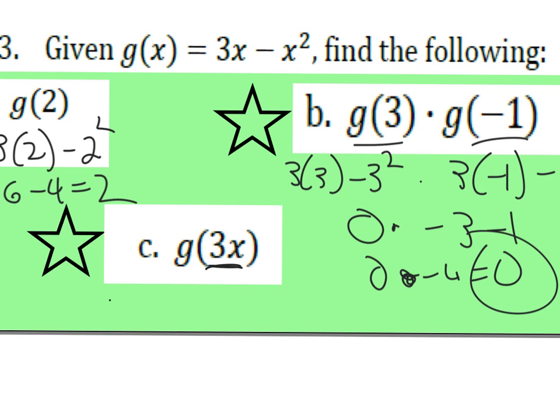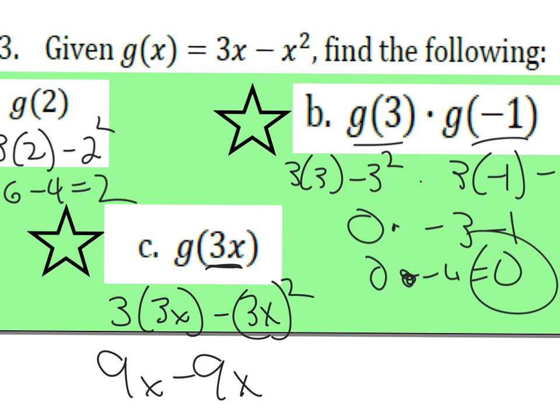Find g of 3x. Well, that means 3, but instead of x, I put 3x minus 3x squared. So this becomes 9x minus 9x squared. There's my simplified answer.